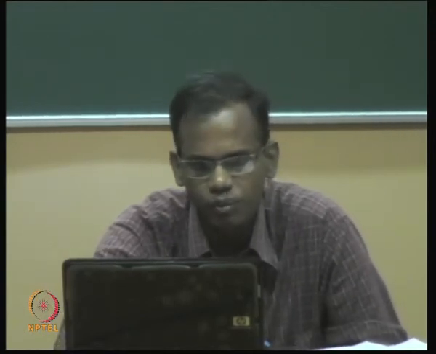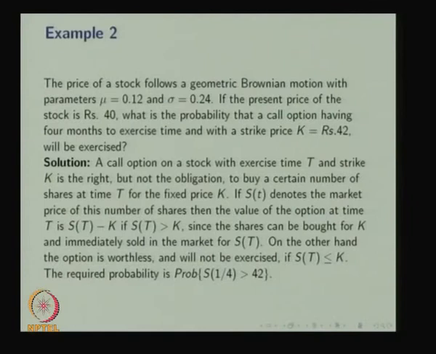As a second example, the price of a stock follows a geometric Brownian motion with parameters mu equal to 0.12 and sigma equal to 0.24. If the present price of the stock is rupees 40, what is the probability that a call option having 4 months to exercise time and with the strike price k equal to rupees 42 will be exercised?